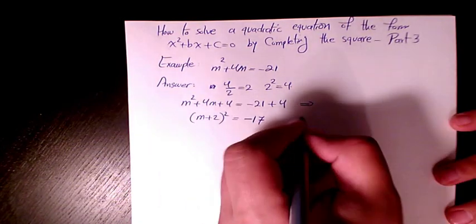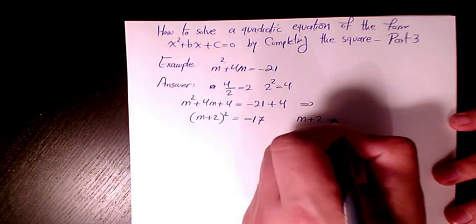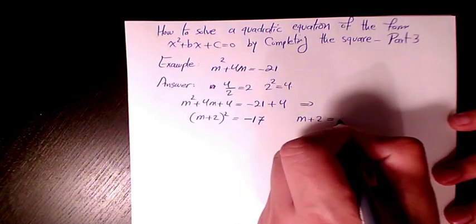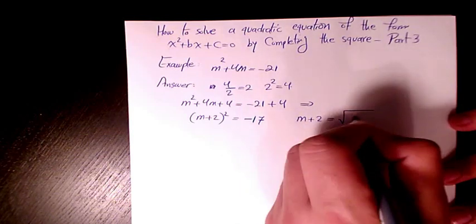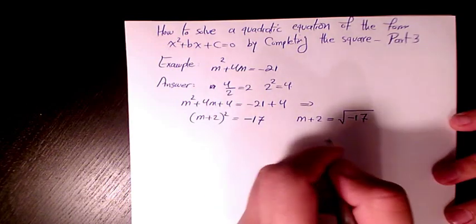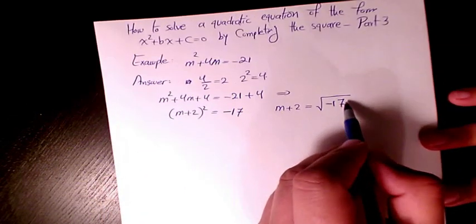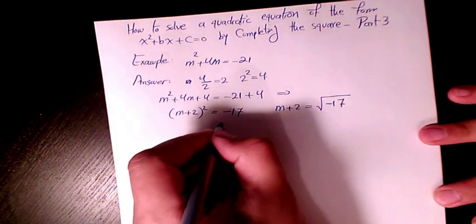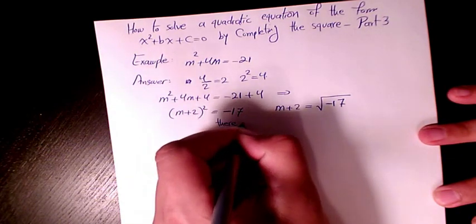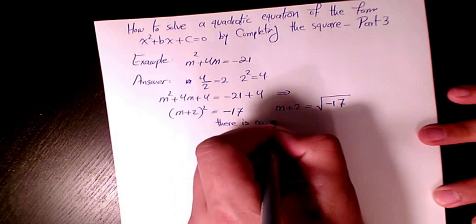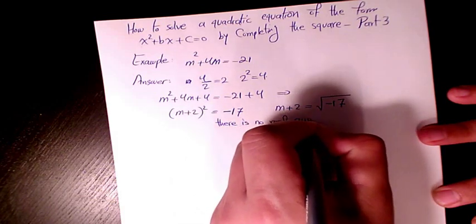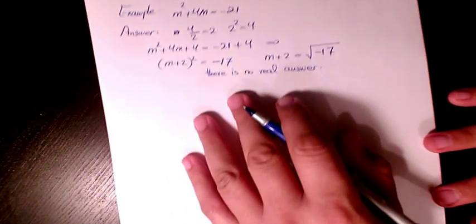So then we have m plus 2 equals the square root of negative 17. And since the number under the radical is negative, there is no answer to this question. Next example.